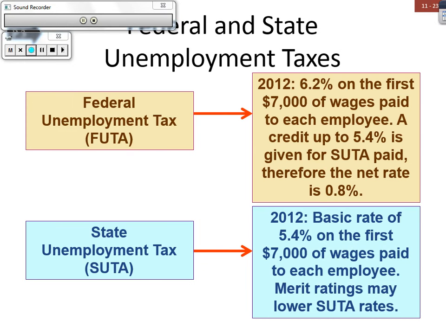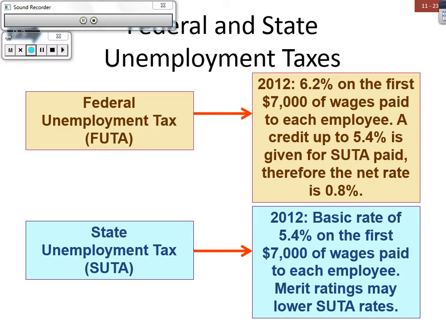So what are the rates for FUTA? 6.2% on what, max? First 7,000. What that means is if we're calculating somebody's pay and their year to date is already over 7,000, we cannot tax. We don't have to pay taxes on that employee for FUTA. Does that make sense? SUTA, same situation. It's on the first 7,000.